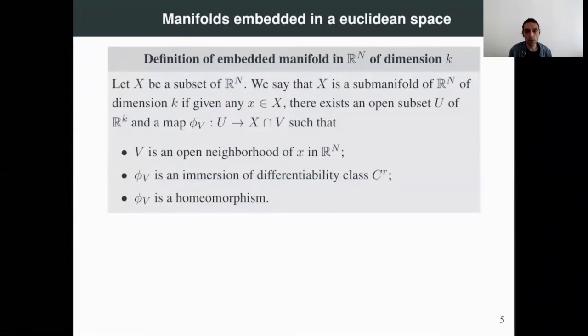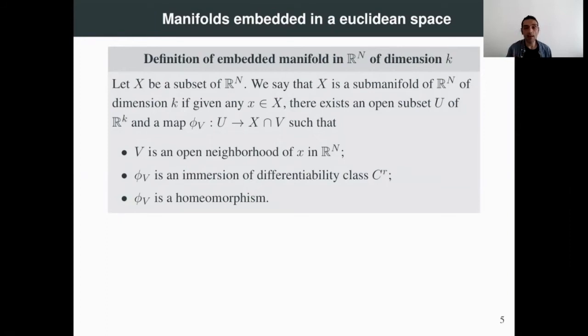We just saw how to extend the definition of differentiable map to any subset of a Euclidean space. Now let's give the definition of a submanifold of a Euclidean space of dimension k. So consider a subset X of the ambient space R^N, and we say that X is going to be a submanifold of dimension k. And here let's point out that all the definitions are local, so it's something that we have to check at any point of our set X.